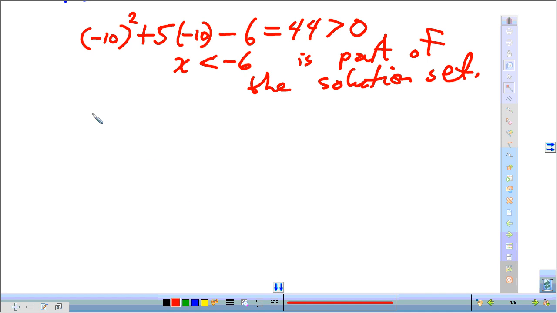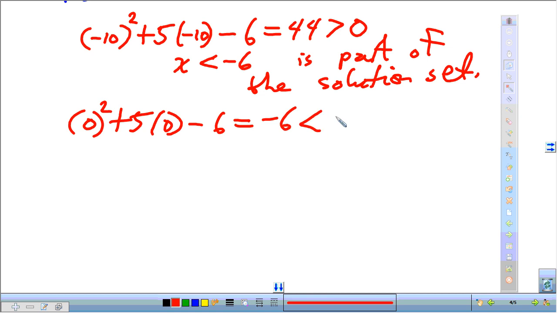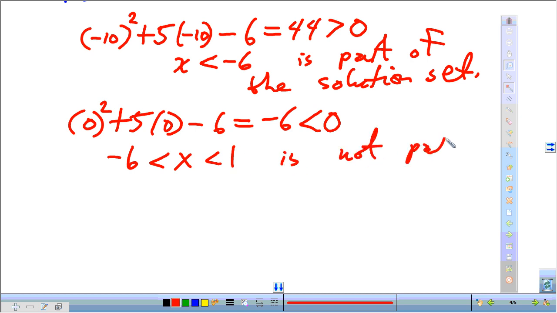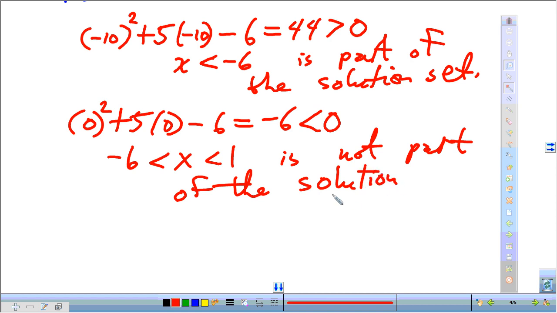Now I'll move on and test the second interval. I chose 0. So 0 squared plus 5 times 0 minus 6, being minus 6, is less than 0. So this interval, x bigger than minus 6, less than 1, is not part of that solution. Although it does solve the other inequality, the less than 0.